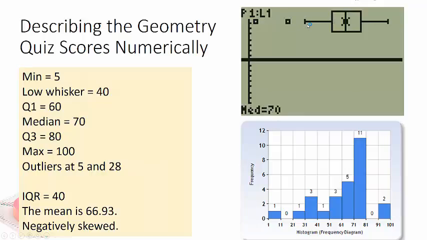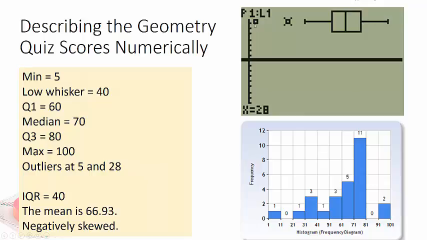and then my low whisker, I'm going to call this low whisker, is 40, and then the Q1 is 60, the median is 70, this is 80, and that's Q3, the upper quartile, and then we have 100. So if I did my IQR, it would be from 60 to 80, or 40.